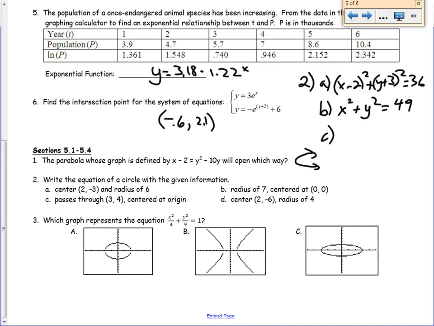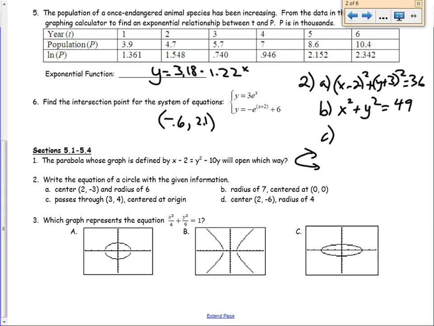Okay. I like this one. C passes through 3, negative 4. Sometimes we lose vision here of what it is that we're doing. What if it was a linear equation and it passed through 3, negative 4? What would x plus y be equal to? What would 3 plus 4 be equal to? 7. So it'd be x plus y equals 7.